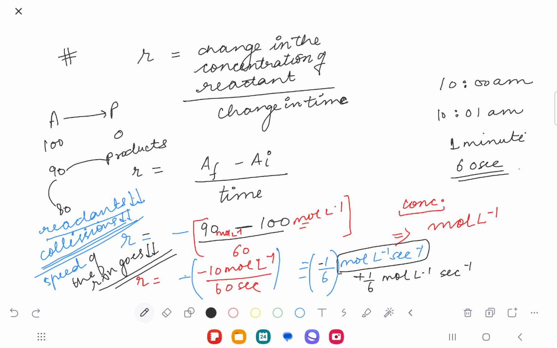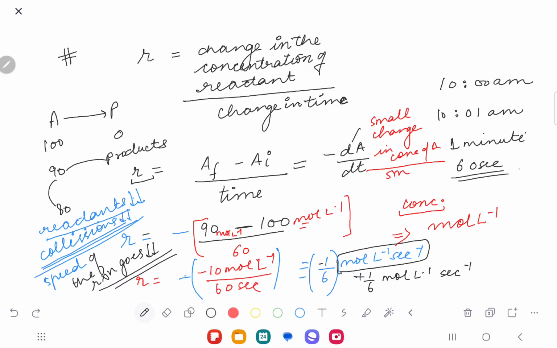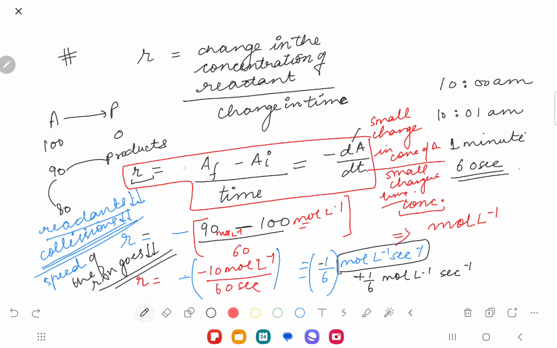So ma'am, just a quick recap of this. Can I say rate can also be written down as minus dA over dt? Because what is dA? A very small change in the concentration of A, over a small change in the value of time. So dA over dt is nothing but the rate of reaction. So wherever I get to see rate, no matter what order the reaction is, I can always say it is minus dA over dt. I hope you're understanding the concept. Yes or no?